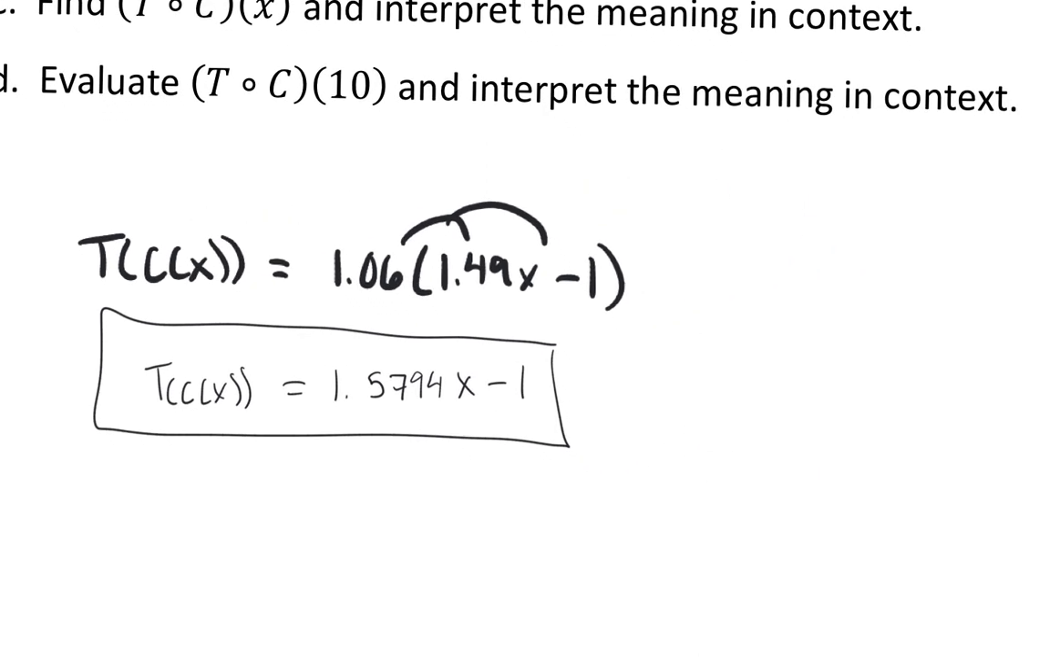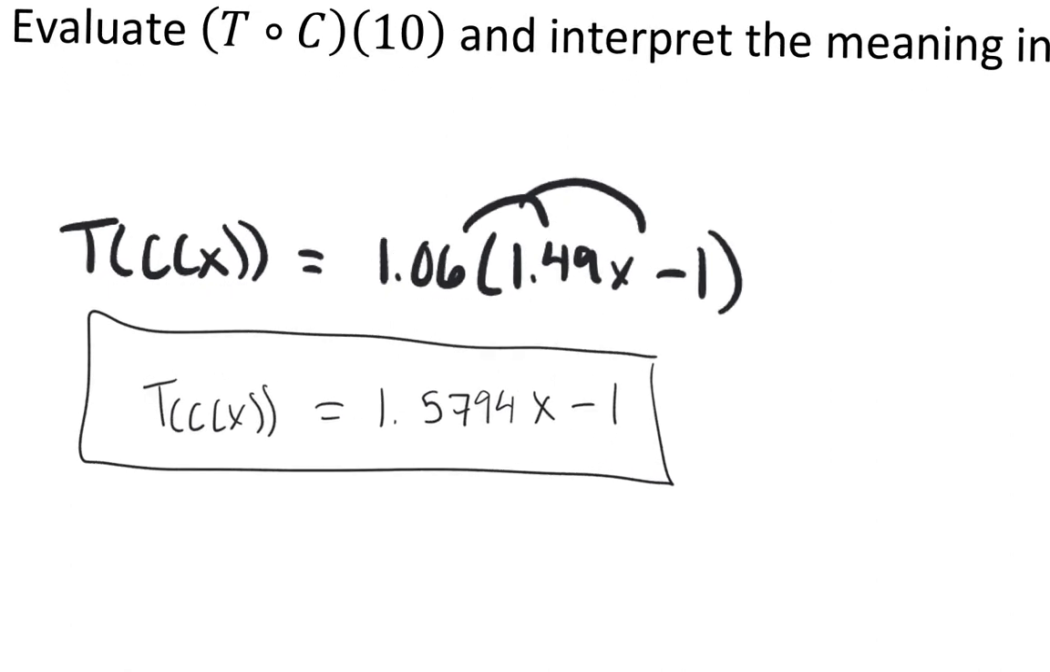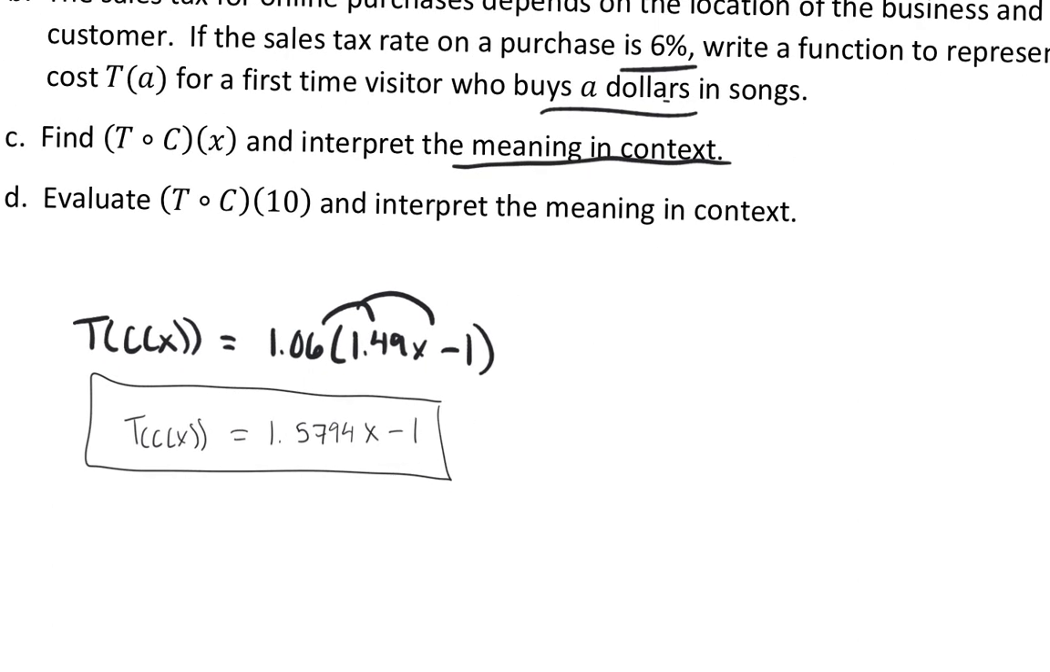Now, we need to interpret the meaning in context. So what this function here means, what we just evaluated, is saying that for whatever the cost the first-time person is spending, we're getting out the after-tax cost. So we could say that this is the after-tax cost for first-time customers.